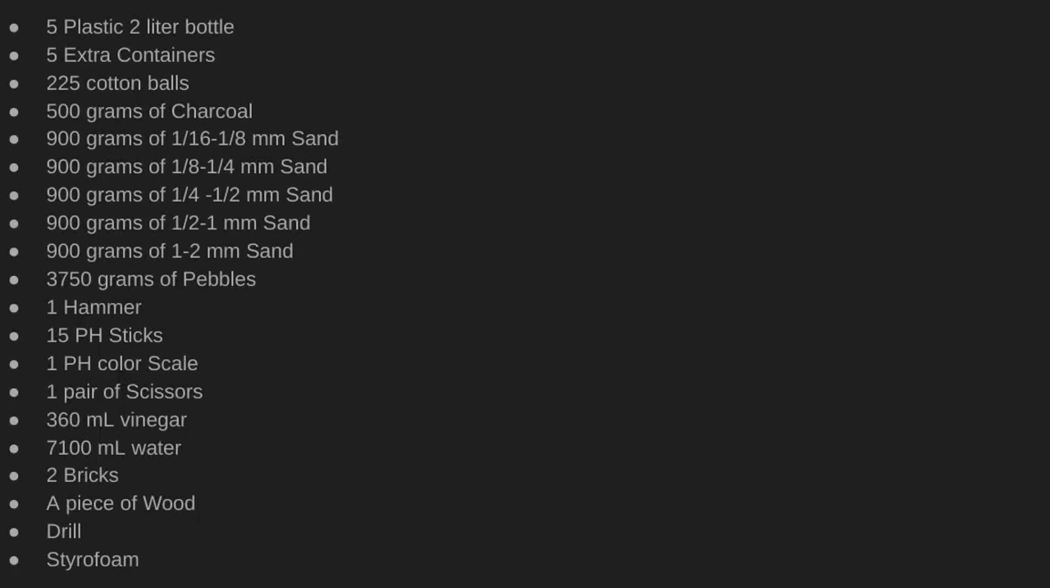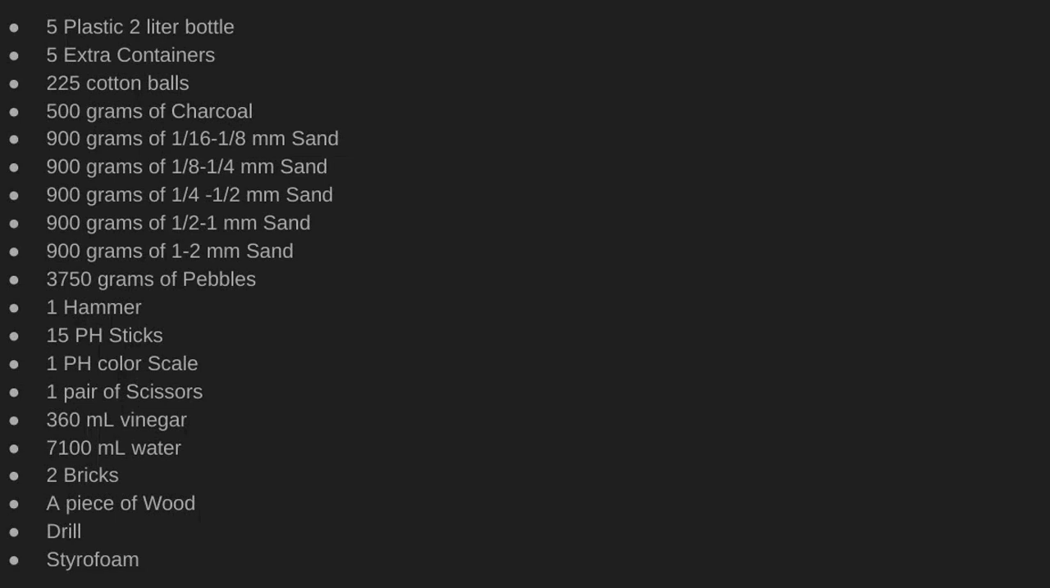How I did my experiment. First, I needed to gather my materials. My materials list goes as follows: water, vinegar, bricks, wood, a drill, pencils, styrofoam, scissors, pebbles, charcoal, sand of 5 different grades, 2-liter bottles, and cotton. The specific measurements for each of these items are on screen now.